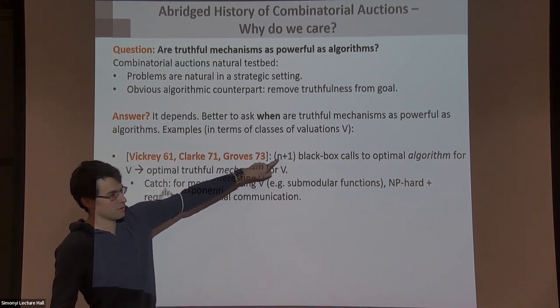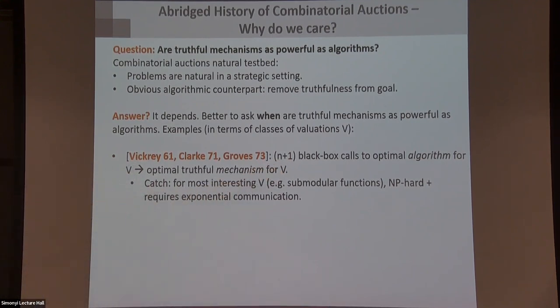Each of these is to figure out the payments. Basically, the content of this theorem is there is always a clever way to charge payments, and you can do it with one black box call. That's something that will fit on one board that I will do just to do all the board stuff at once. Okay, so what's the catch?